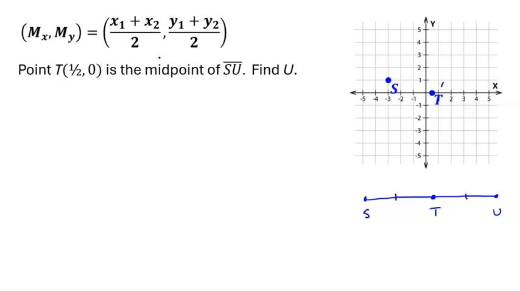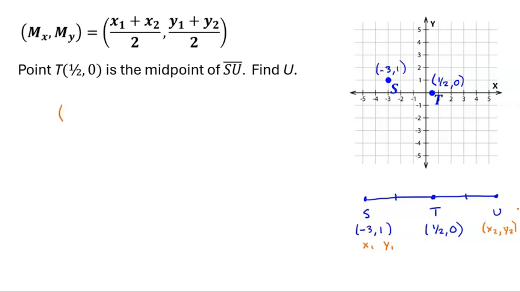And then we've got T at 1/2, 0. We've got S, which is negative 3, 1. And I'm going to just add that to my diagram at the bottom. And our endpoints are going to be x1, y1, and then we've got x2, y2. And let's go ahead and get that into our formula. So we know our midpoint is going to go on the left.